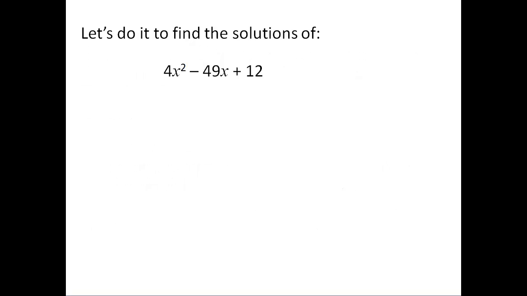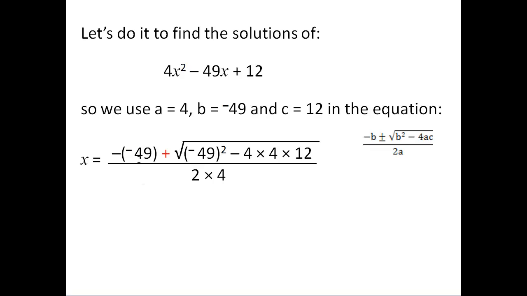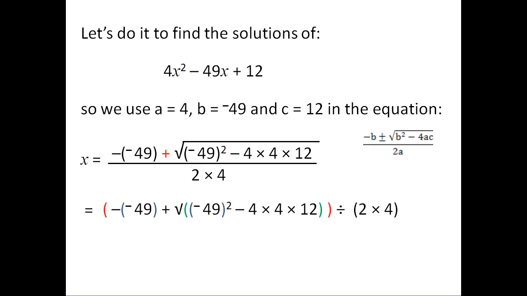Here's one. We have A is 4, B is minus 49, and C is 12. And here we have to be careful. It's minus 49, and it's minus 49 squared. So that gives us plus 49.